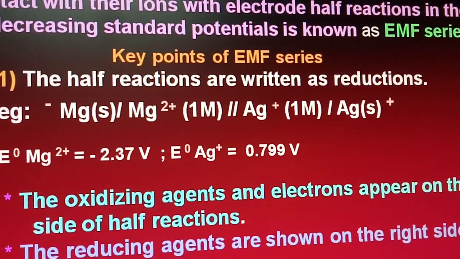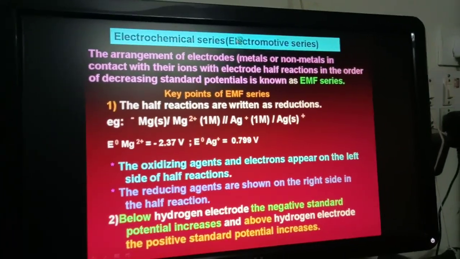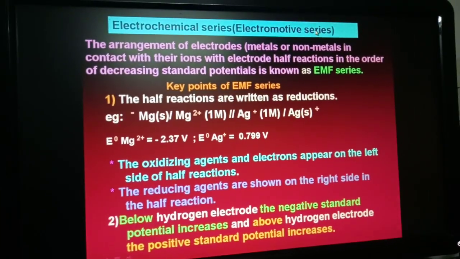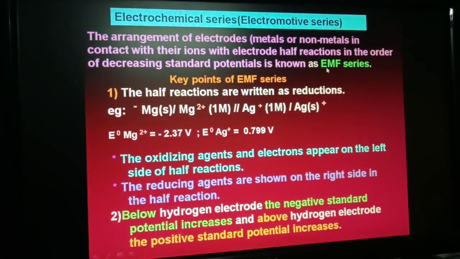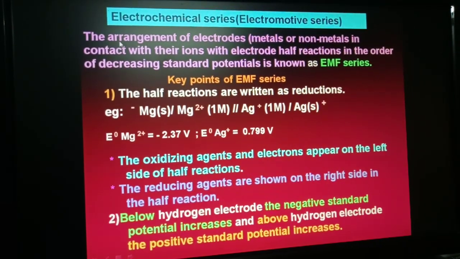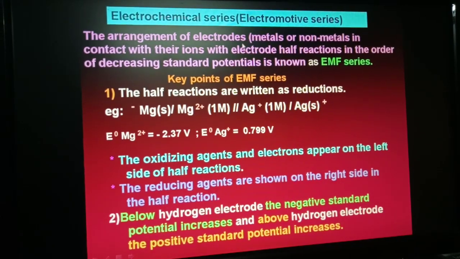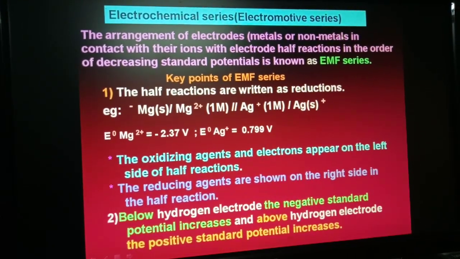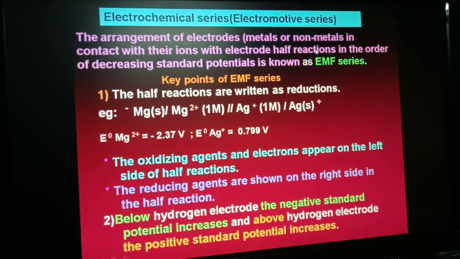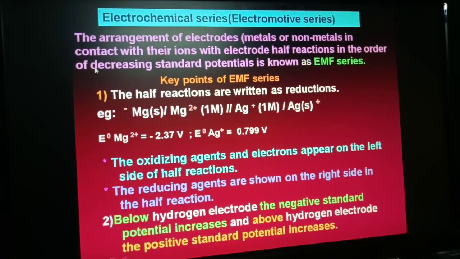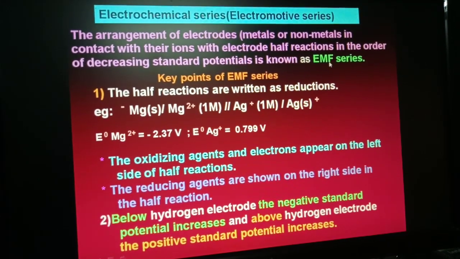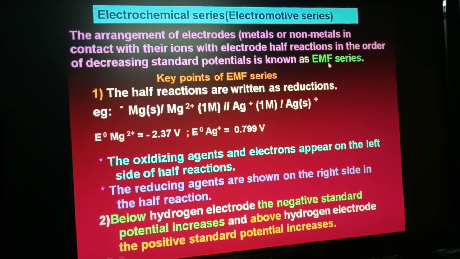Now what is an electrochemical series? The electrochemical series is also called the electromotive series. In short, it can also be termed as the EMF series. The arrangement of electrodes, either metals or non-metals, in contact with their ions with electrode half reactions in the order of decreasing standard potentials is known as the EMF series.